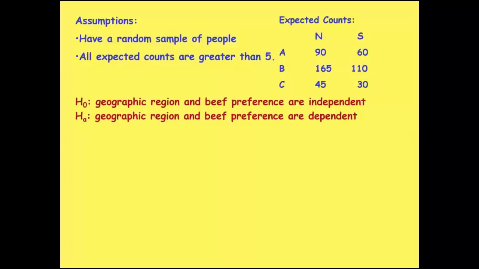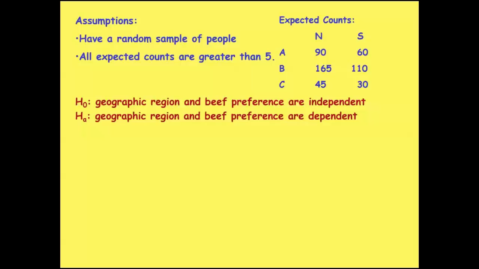So our null is that geographic region and beef preference are independent. In other words, it doesn't matter where you live, everybody likes meat the same, and geographic region and beef preference are dependent is the alternative. So we suspect we can gather evidence to suggest that where you live defines the type of meat you eat.